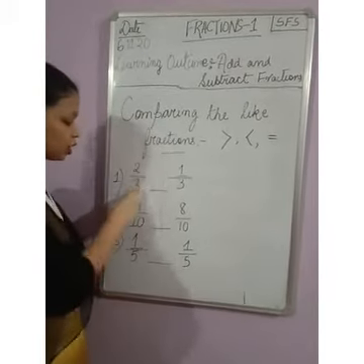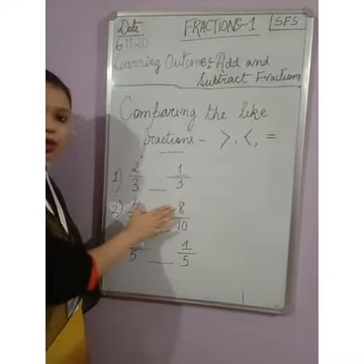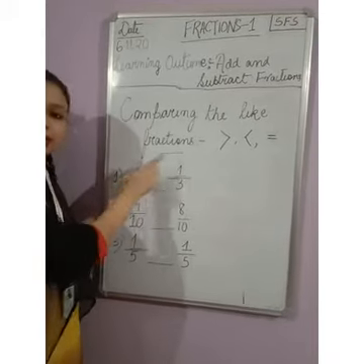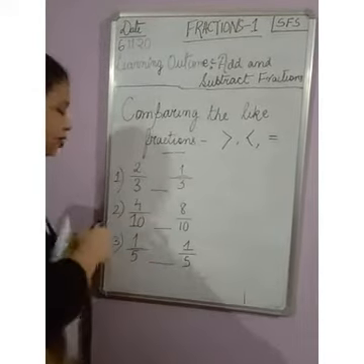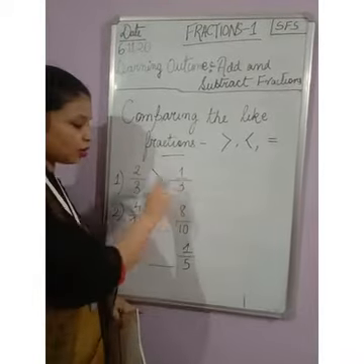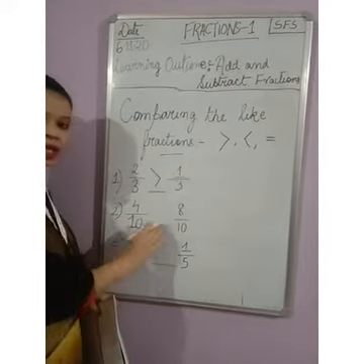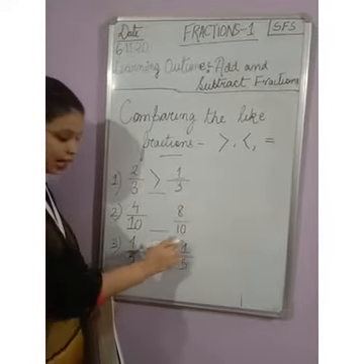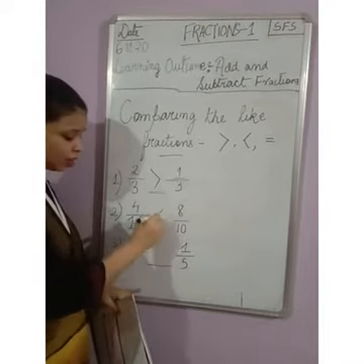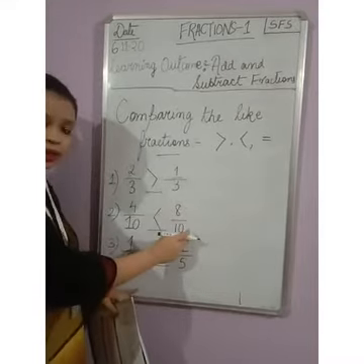Now we have 2 by 3 and 1 by 3. Which is bigger here? Out of 2 and 1, we can see that 2 is bigger than 1. So we will use the greater than sign: 2 by 3 is greater than 1 by 3. Similarly, the next question, 4 by 10 and 8 by 10. 8 is bigger than 4, so 4 by 10 is smaller than 8 by 10.